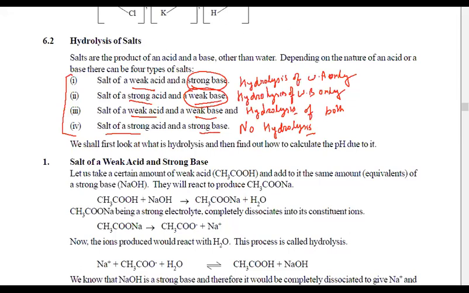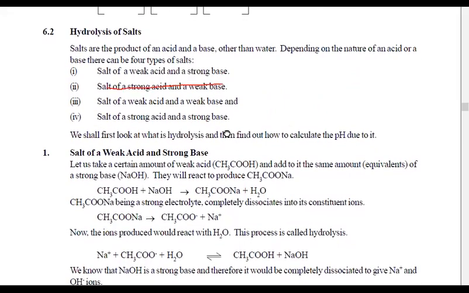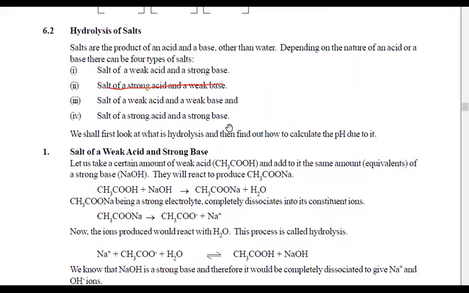Okay. Now let's see. So we will start with the first one, which is salt of weak acid and strong base. Now, as I said, we should have comparable concentration? Yes or no? Because suppose I give you lots of strong base, what will happen? If I give you lots of strong base, then it will utilize your acid and the amount of salt will be very small, right?